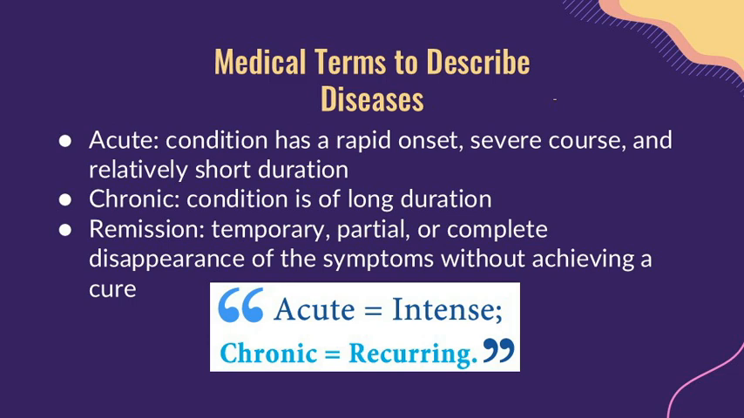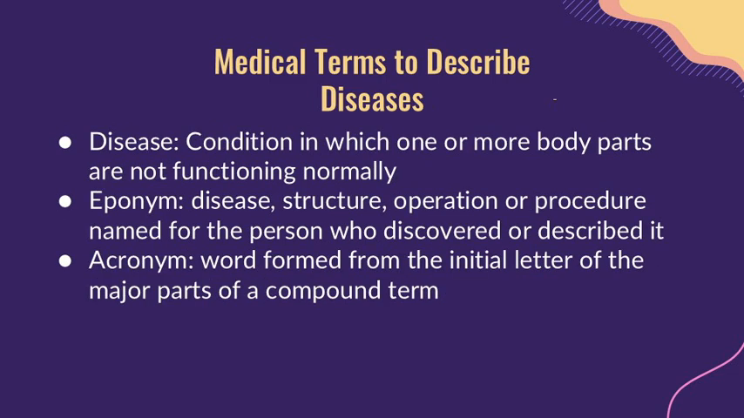Finally, the source touches on disease, eponyms, and acronyms. Right. A disease is basically when some part of the body isn't working normally. An eponym is when a disease or medical thing is named after the person who first discovered or described it, like Lou Gehrig's disease. Named after someone. And an acronym is a word formed from the first letters of a longer term, like ACL for anterior cruciate ligament, a common one for athletes. Oh yeah, ACL. Everyone knows that one.